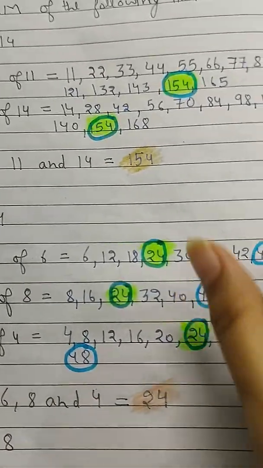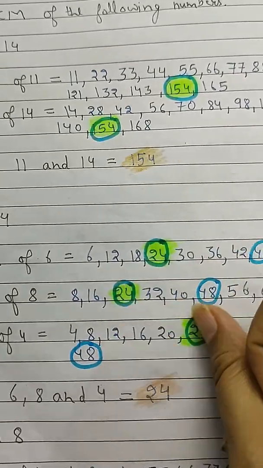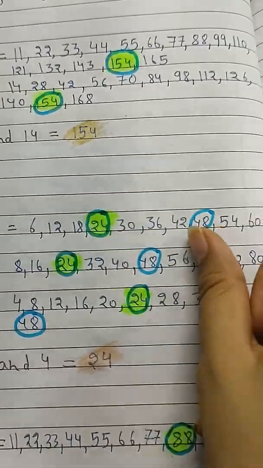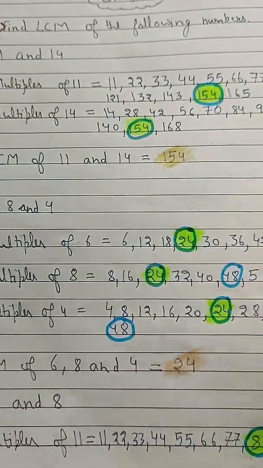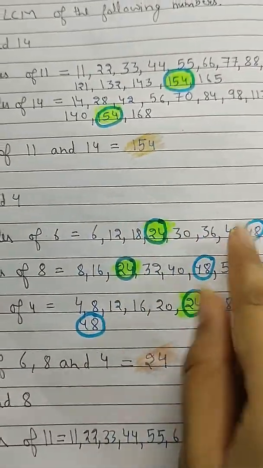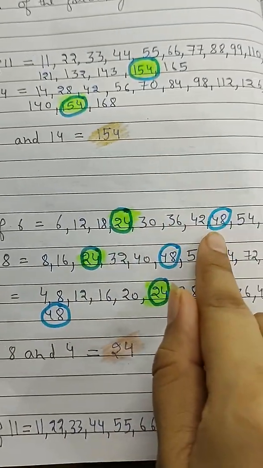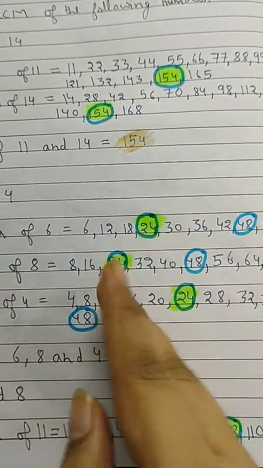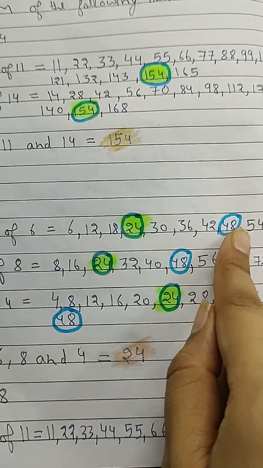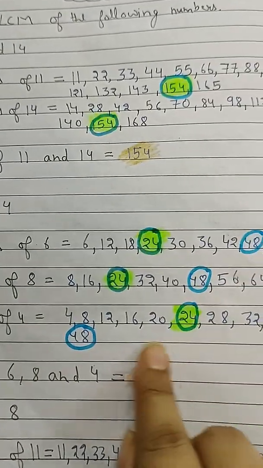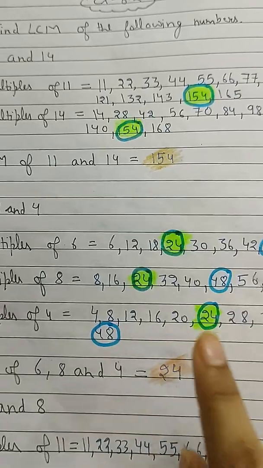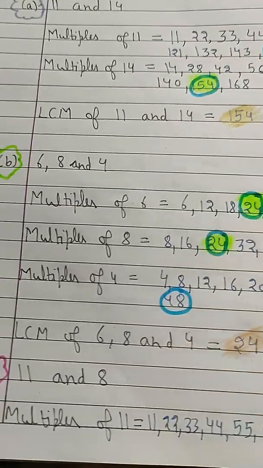As you can see here, 24 is common in all these numbers, and 48 is also common in all these numbers. Here we have got two common multiples. One is 24, the second one is 48, but the smallest one is 24 compared to 48. So the LCM of 6, 8 and 4 is 24. Our least common multiple is 24.